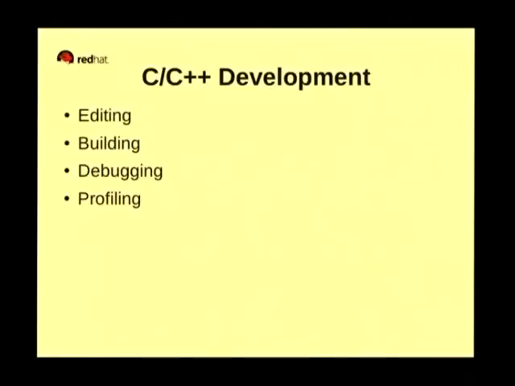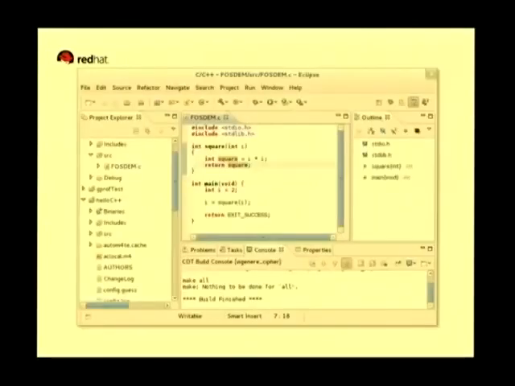We'll go through some of the typical cycles of software development: code editing, building the code, debugging the code, and profiling the binaries after we've developed them. I'll show some screenshots, and then depending upon time, we can do some live demos and see how that goes. For those of you not familiar with Eclipse, this is a typical screenshot.